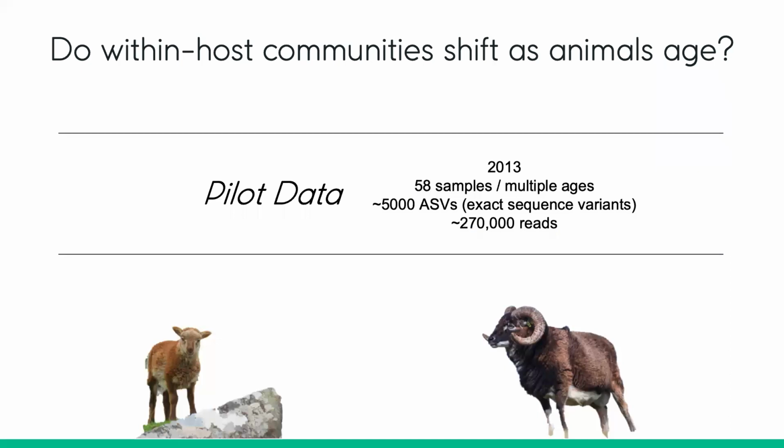So we have this pilot data set from 2013, where we have nearly 60 individuals from a group of lambs and adults. So we can look at whether or not, as a starting question, these communities shift as animals age. So this includes 5,000 exact sequence variants that we get back from the sequencing data, and it results in 270,000 reads. So that's the row number of our data set that we're working with.